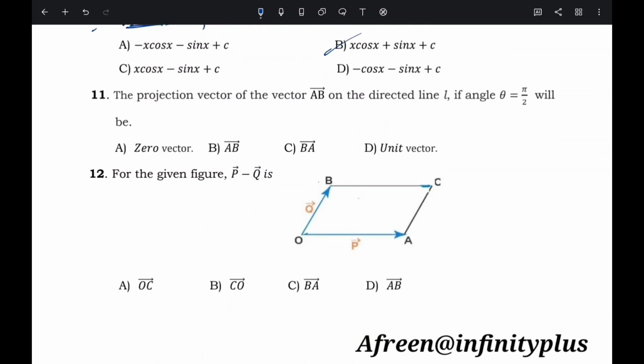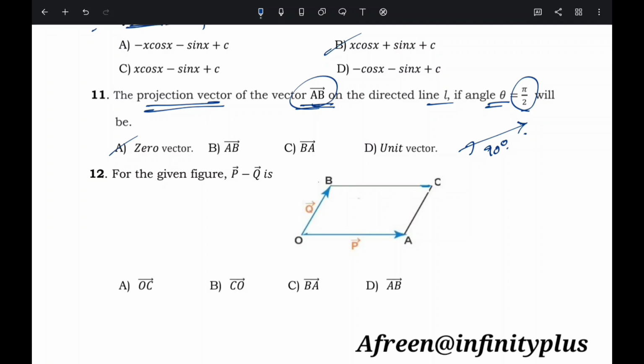For the next one, we have the projection vector of AB on the directed line L. The angle theta is pi by 2. So what are they asking? They are asking for the projection vector of a line AB, and the angle theta is 90 degrees. So obviously it is a zero vector.